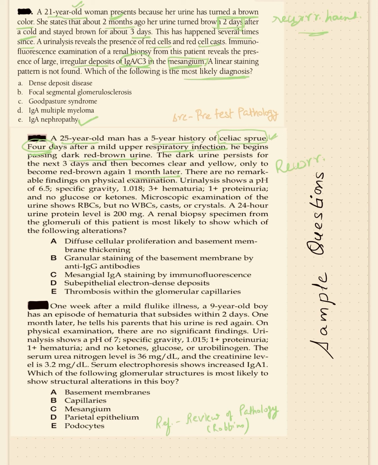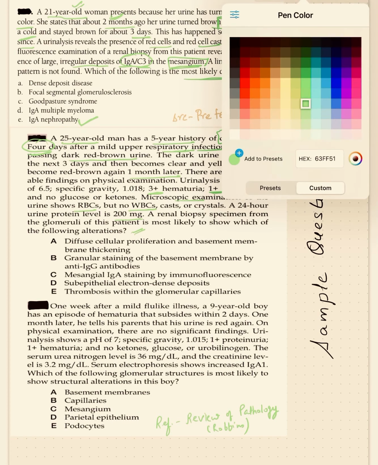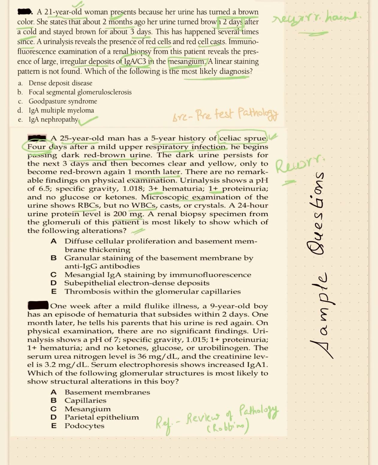Then there is no remarkable finding on the physical examination. In the urine examination, pH 6.5, 3 plus hematuria, and then there is proteinuria presenting as nephritic syndrome. Microscopic examination shows urinary RBCs, no WBC casts, and urine protein level is 200 milligrams. And the renal biopsy specimen, what will it show, this is the question. So by these hints, we can make out that this is a diagnosis of IgA nephropathy, because there is recurrent hematuria and there is a past history of respiratory infection which has a very short latent period.